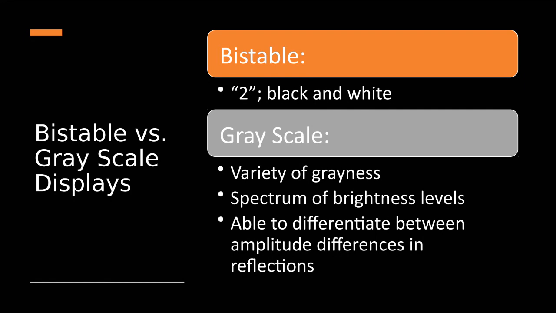When we're talking about bistable, it says it right in that word. It means two. So we're only viewing images as black or white, or a combination of the two. But in our world, we know that we need to see more than that. We need to see that variation. So we are looking at a grayscale display screen. This is giving us a variety of grayness in order to interpret our pictures and all of that acoustic and electrical information. A grayscale display screen is a spectrum of brightness levels, and it helps us differentiate between different strengths in those reflections that are being processed when they're sent back from the body.